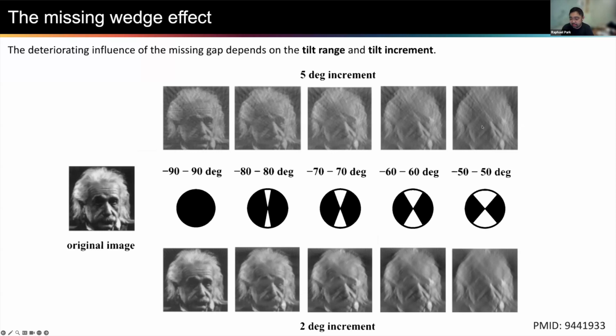And as you see in these images, because we do that, there is an artifact called the missing wedge effect, where we're missing some information from the angles that we are not collecting data. And when you compare between 2 degree increment and 5 degree increment, you can see that going with a smaller increment angle gives you more complete information back.